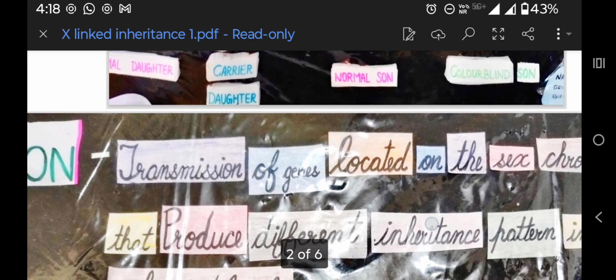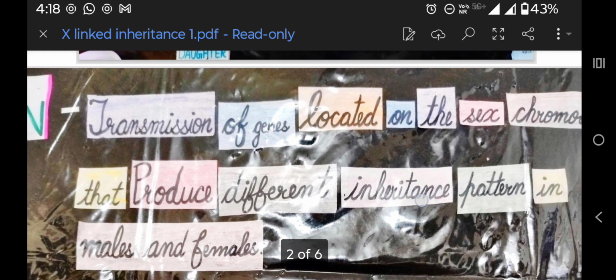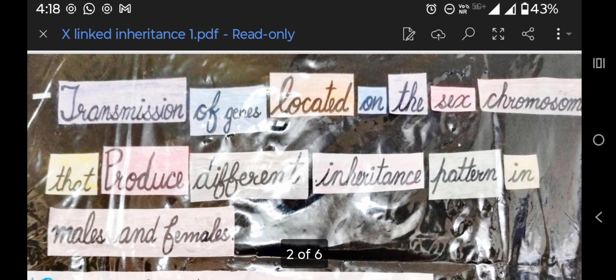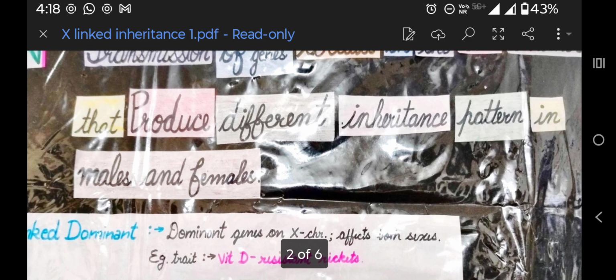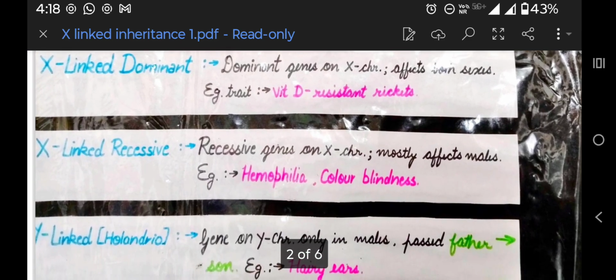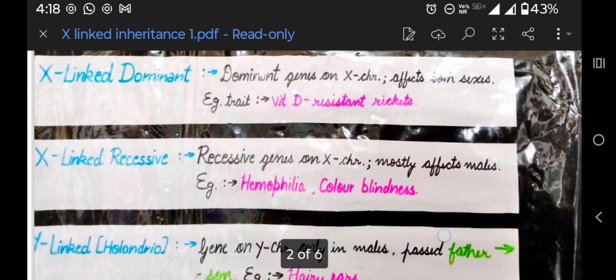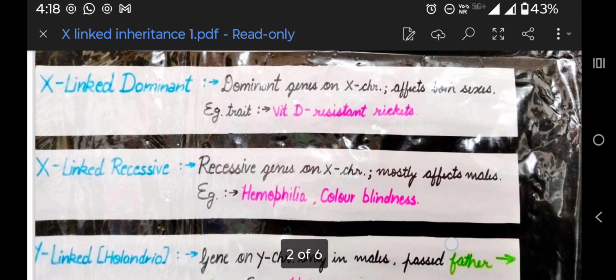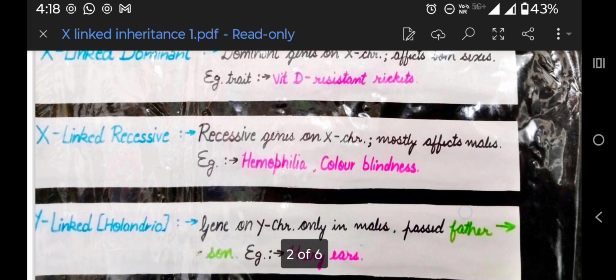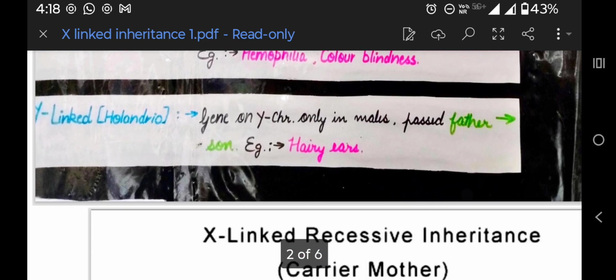You can see that the transmission of genes on the sex chromosomes produces different inheritance patterns. You have studied three kinds of X-linked or Y-linked inheritance. So these are the diseases.